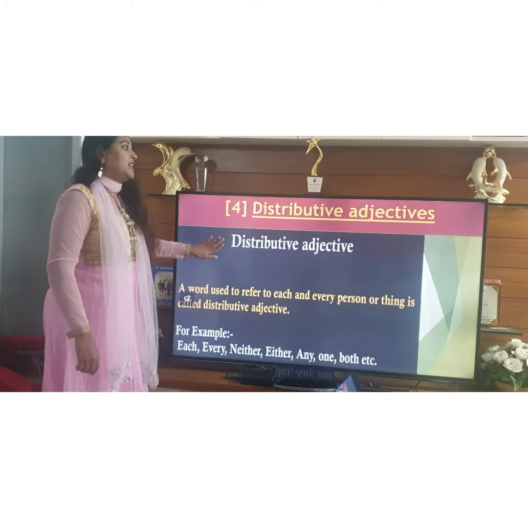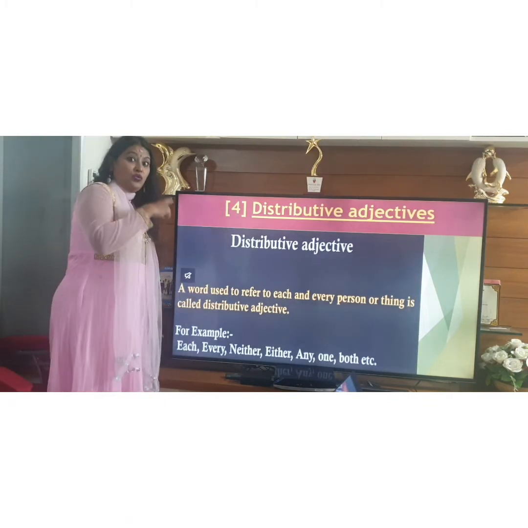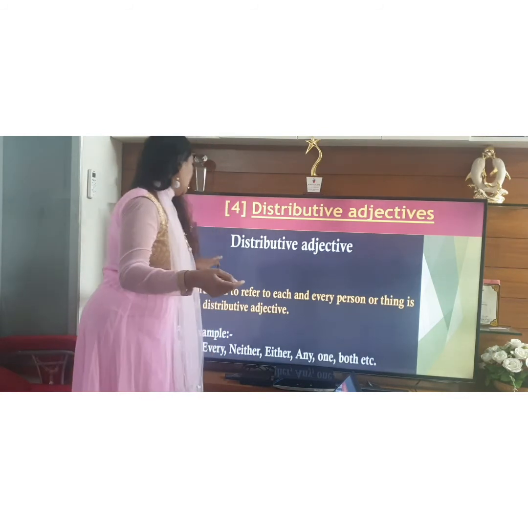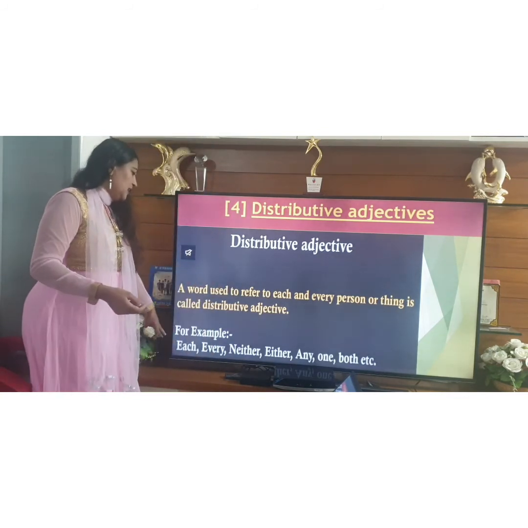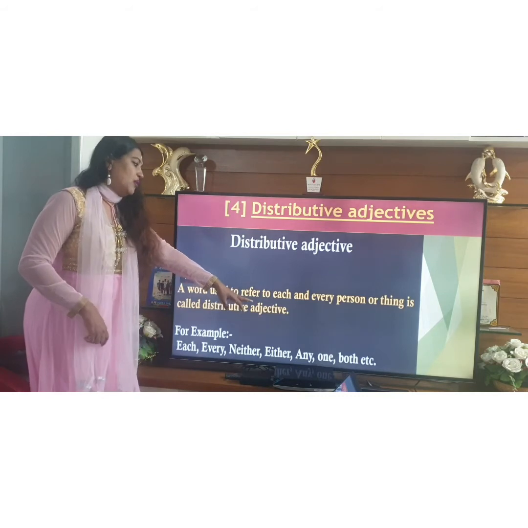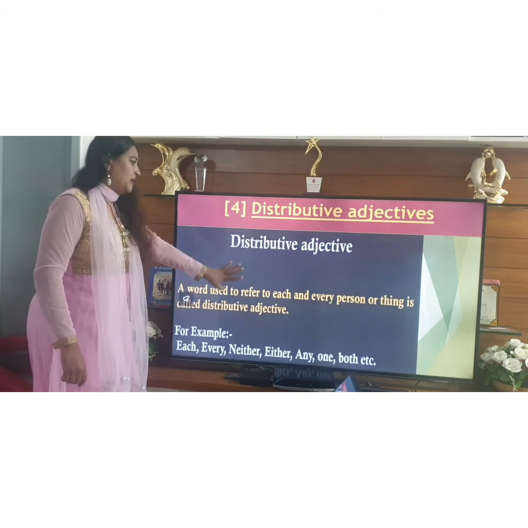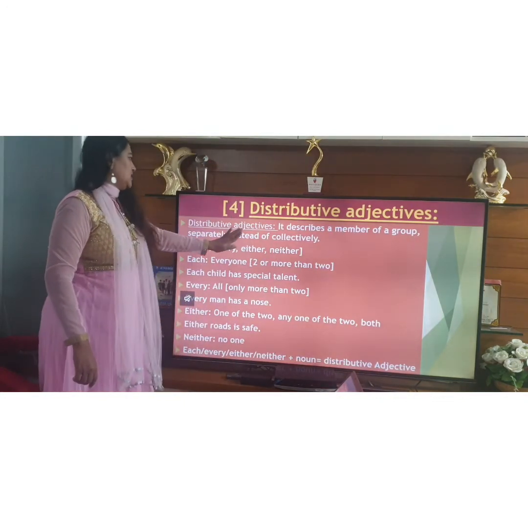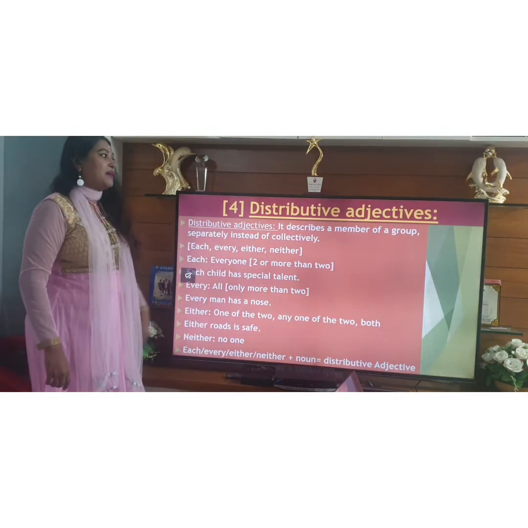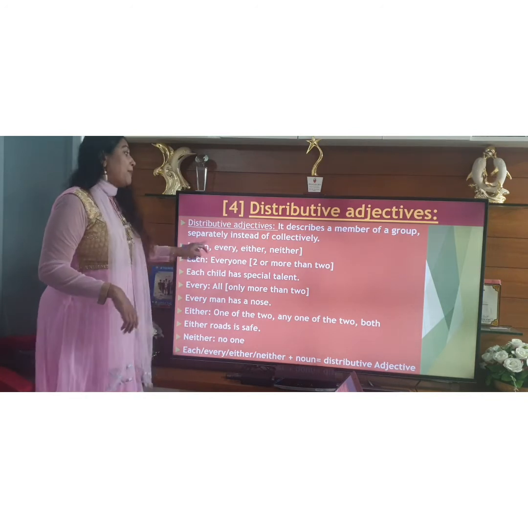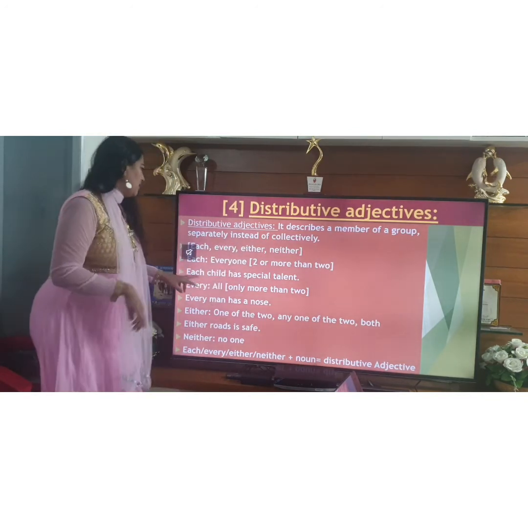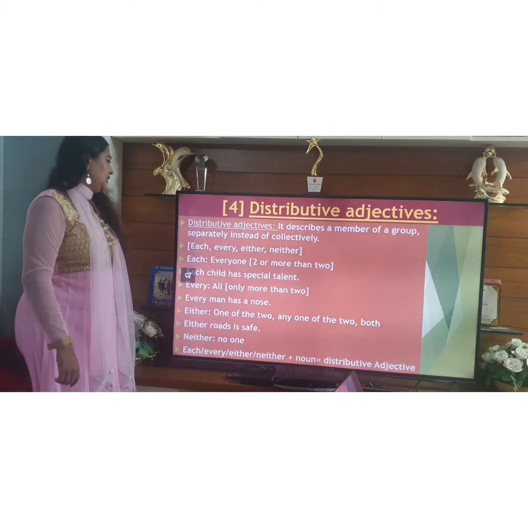Now, the fourth one is distributive adjective. The one which we saw is distributive numeral adjective, where you get the numbers. See, distributive adjectives are each, every, either, neither, any, one, both, it can be all. A distributive adjective describes the members of a group separately instead of collectively. Separately, individually. Each, every, either, neither.